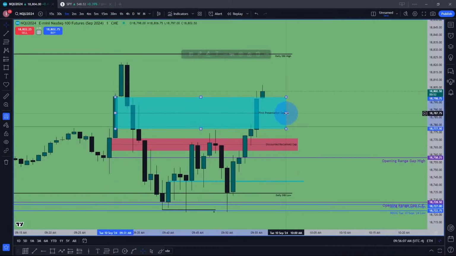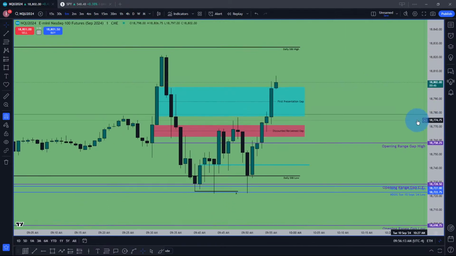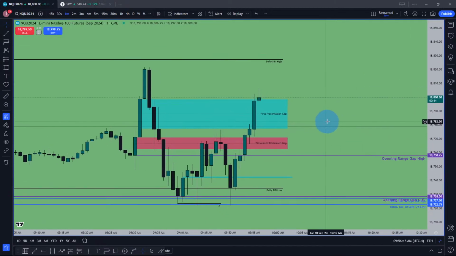The first presentation gap right now is being faced through, and as you can see, the consequent enforcement is being breached. So I'm not going to be expecting this to hold. I was skeptical at first because it wasn't a deep premium, and if price was going to move lower, it was going to move lower off of that, especially this order block here. That's the obstacle for price to move through if it wants to move higher towards just equal highs. But yeah.